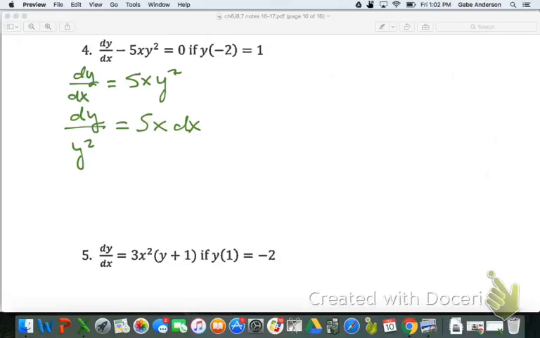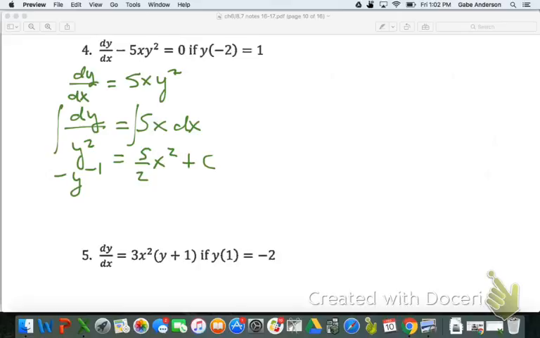So when you fully separate the variables, you should end up with something like that, right? dy over y squared equals 5x dx? Absolutely. Okay? So doing an antiderivative on both sides, the right side ends up being 5/2 x squared plus c. The left side you got to flip up. When you flip up, you end up with negative y to the negative 1 for your antiderivative. And again, most folks had that, right?